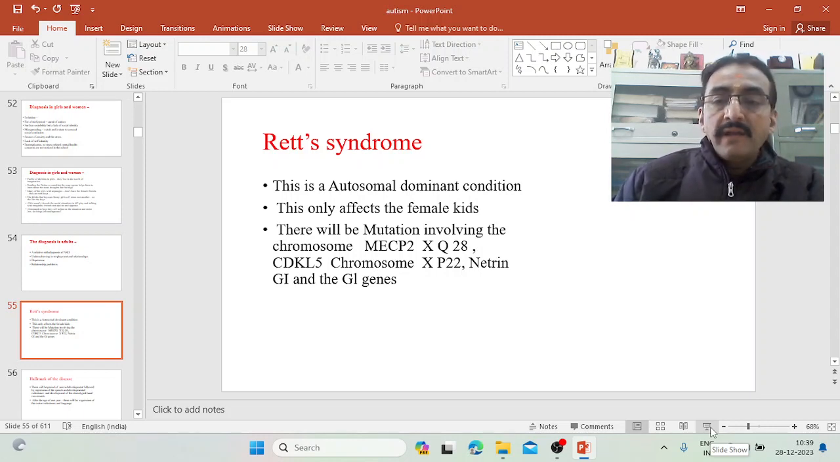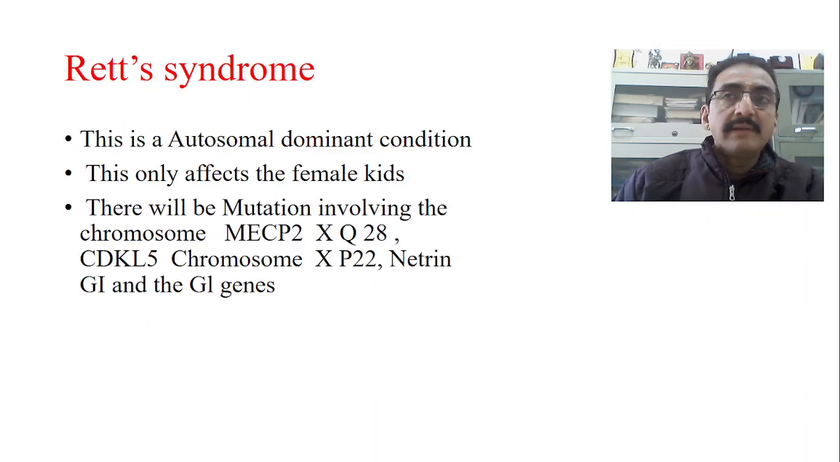Now, my dear friends, as we know, we were discussing autism spectrum disorders. In the autism spectrum disorders, we have already completed two important disorders: one is autism and another one is Asperger's syndrome. And today we will have the last disease in the autism spectrum disorder, that is Rett syndrome. Now, what do you mean by Rett syndrome?